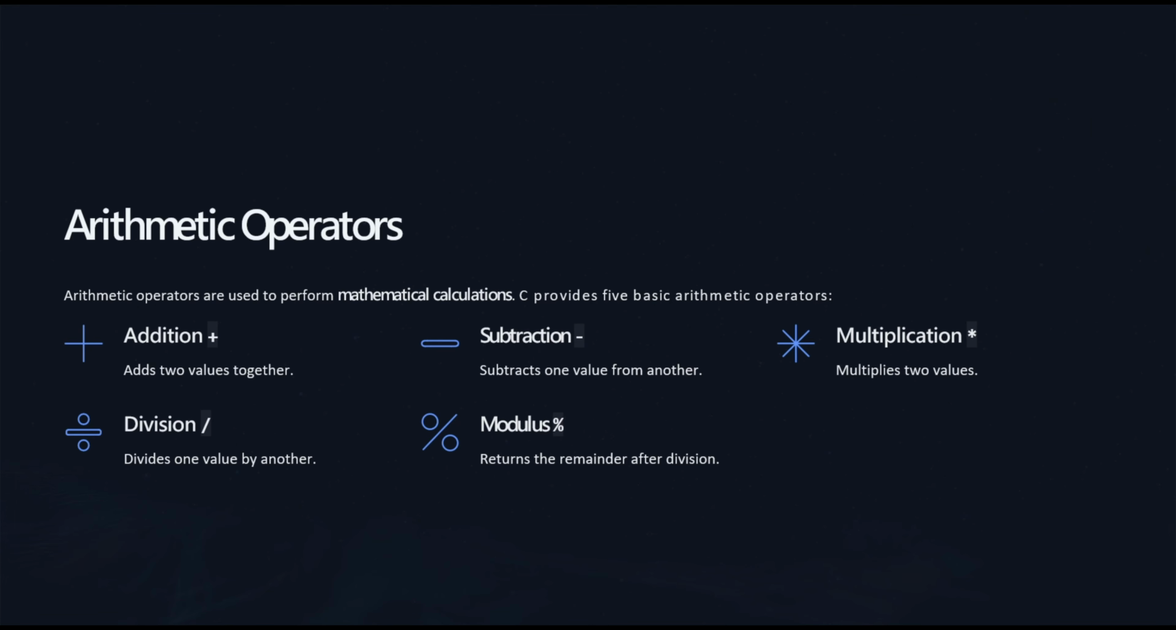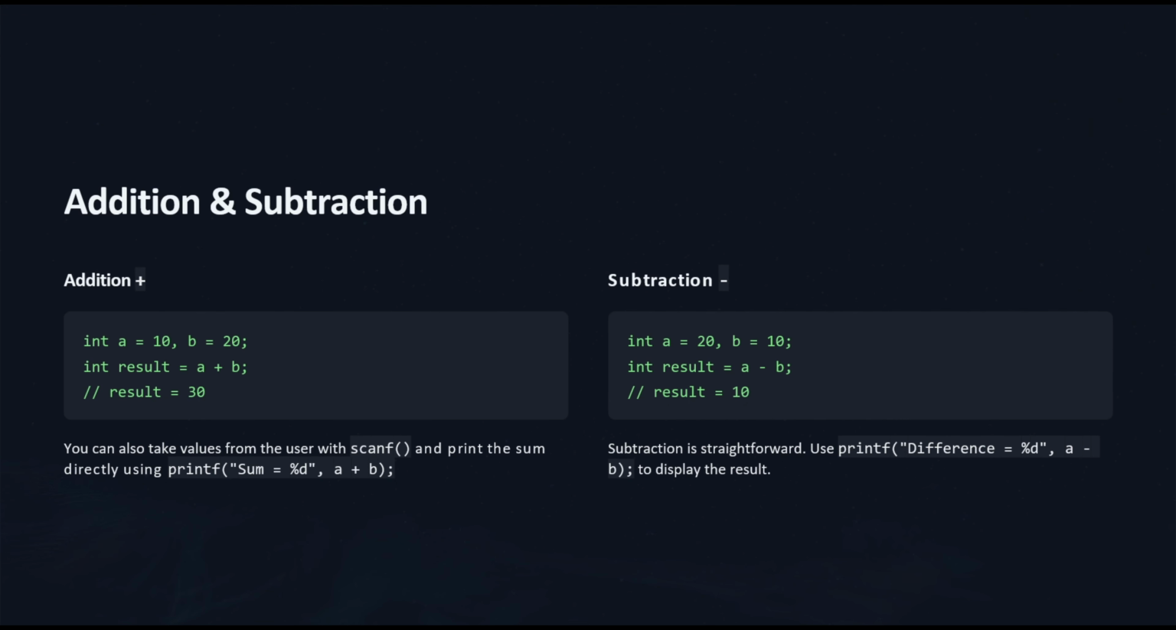Arithmetic operators. Arithmetic operators are used to perform mathematical calculations. C provides 5 basic arithmetic operators: addition (+) adds two values together, subtraction (-) subtracts one value from another, multiplication (*) multiplies two values, division (/) divides one value by another, modulus (%) returns the remainder after division. Addition: a = 10, b = 20, int result = a + b. Result = 30.